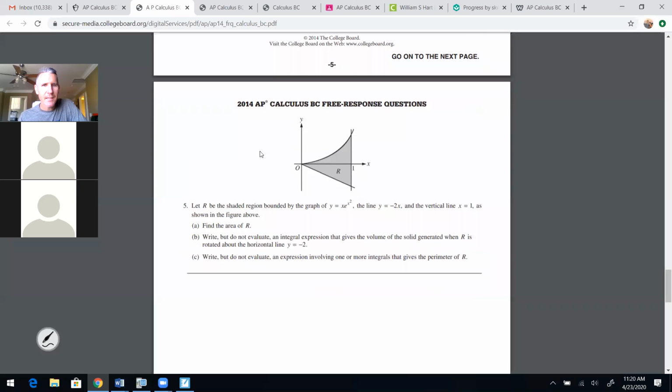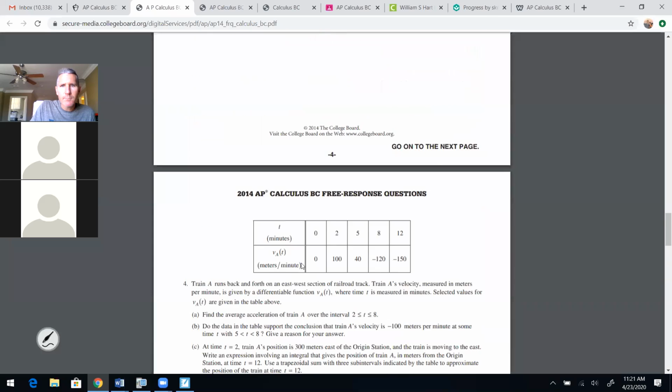Anyway, and then here we have the shaded region, so you are looking at number 5 as well. So just like for 2015, the 2014 questions that we're looking at are 1, 3, 4, and 5. That's what we're working on.